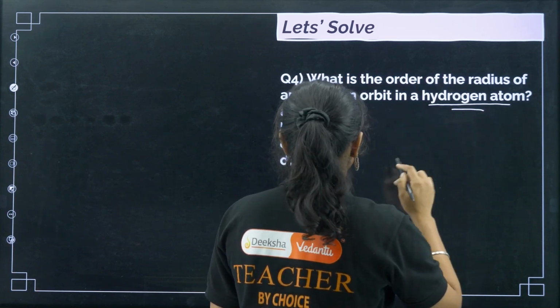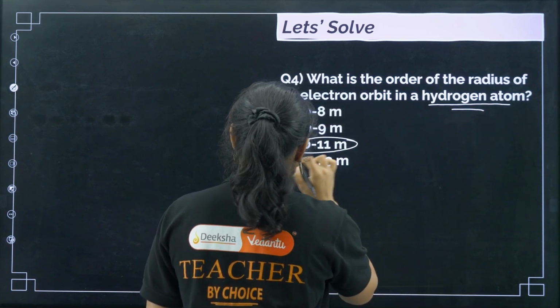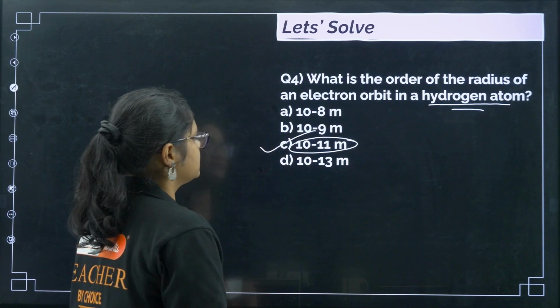Okay, so the order is generally in the form of 10 to the power of minus 11. Okay, option number C here.